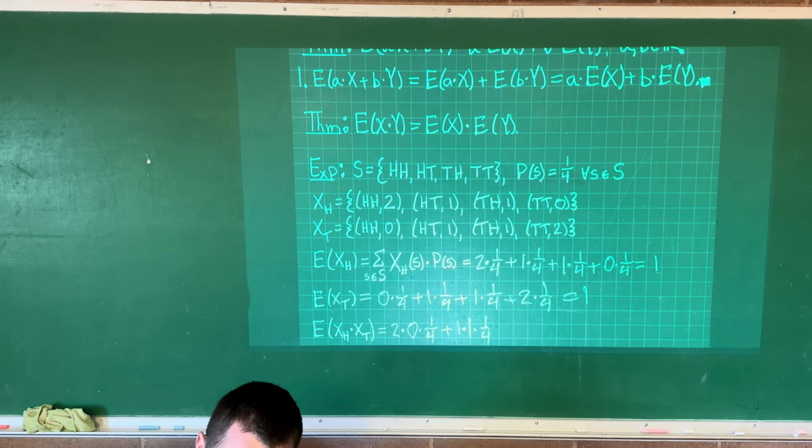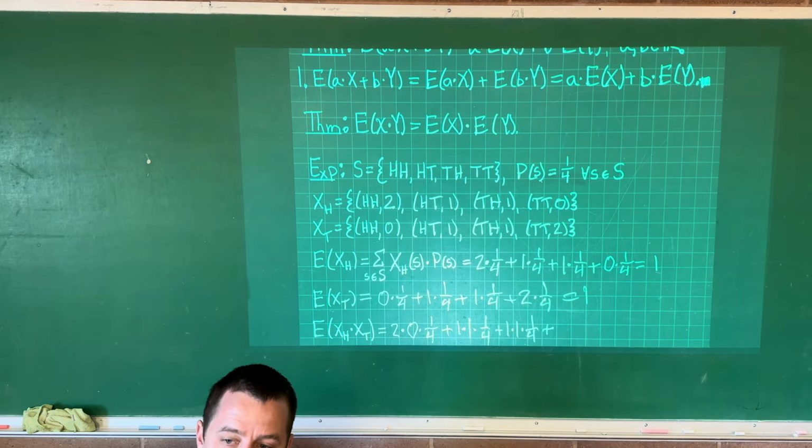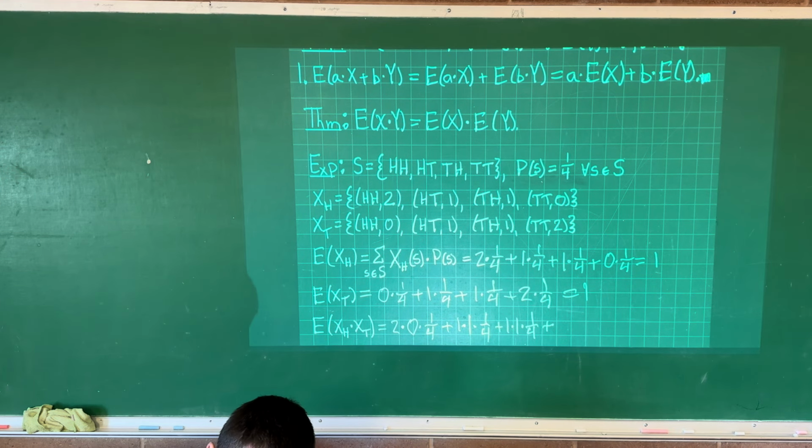Now this time we're going to plug in TH. When I plug in TH to X_h, it spits out 1. X_t spits out 1. And then once again times the probability. And now we're plugging in TT. So TT into X_h gives us 0. 0 times, when we plug it into X_t, we get 2, times 1/4.